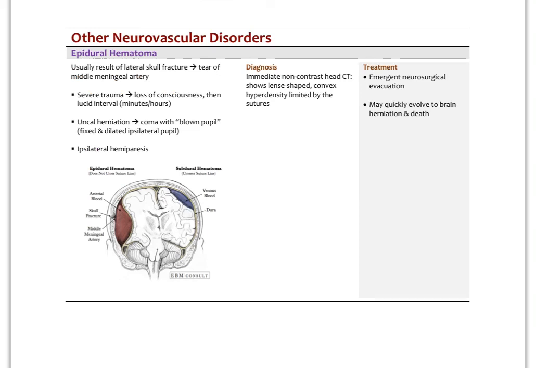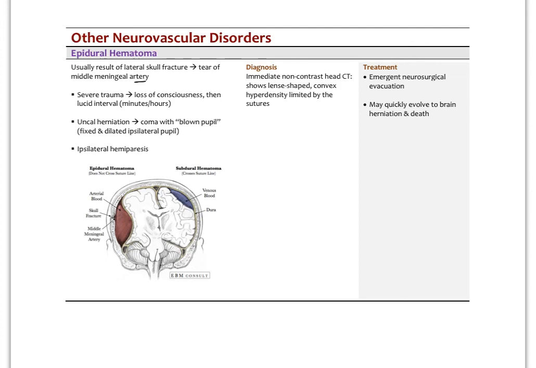And finally here, let's talk about epidural hematomas. These happen on top of the dura, and this typically results from a skull fracture. That's going to tear an artery, not a vein here, but the middle meningeal artery gets torn. And this happens from severe trauma. There's usually loss of consciousness, and then there's usually a lucid interval after that.